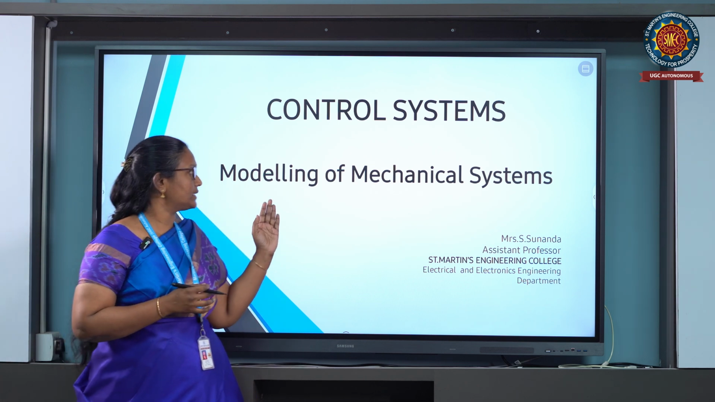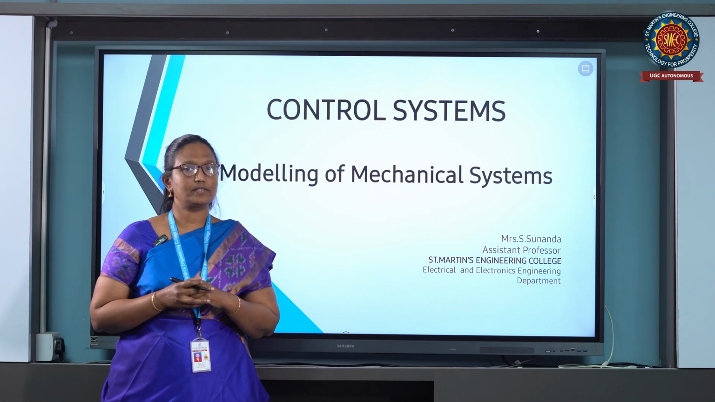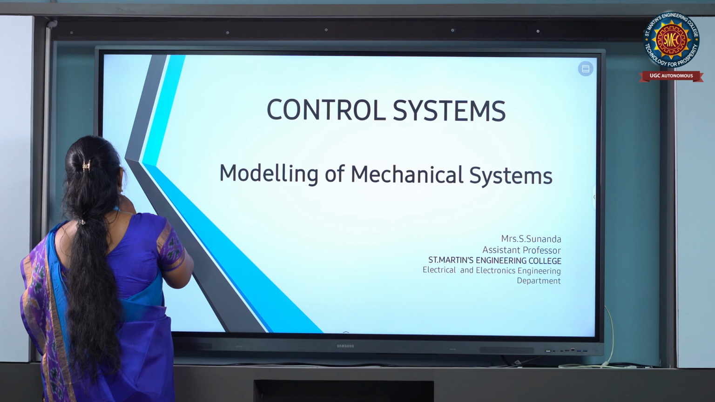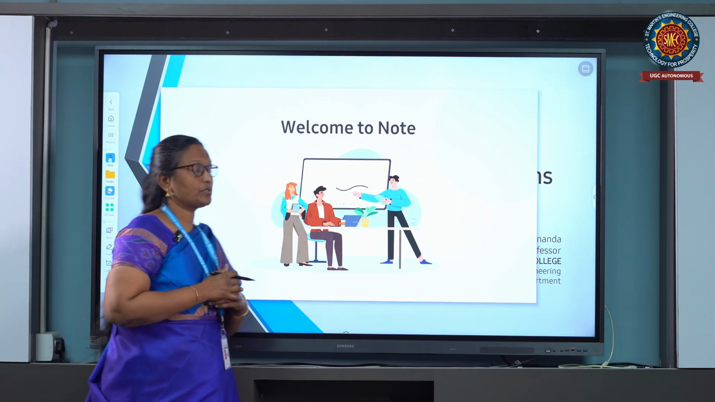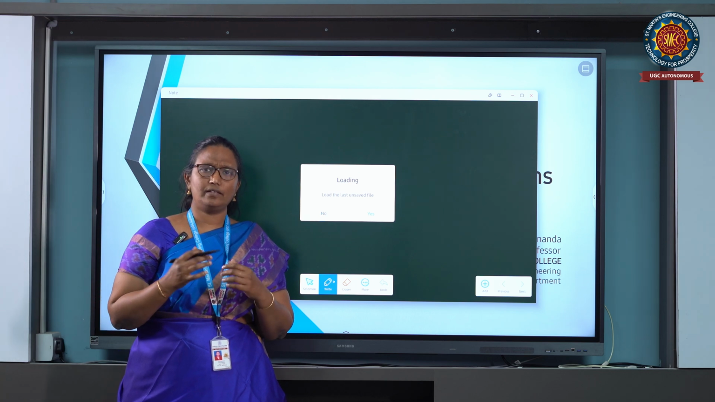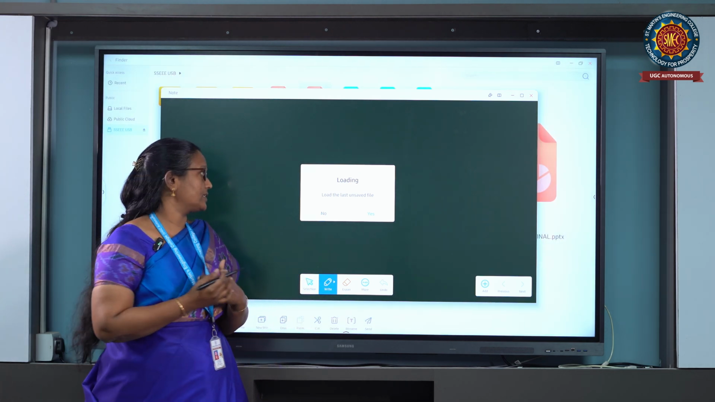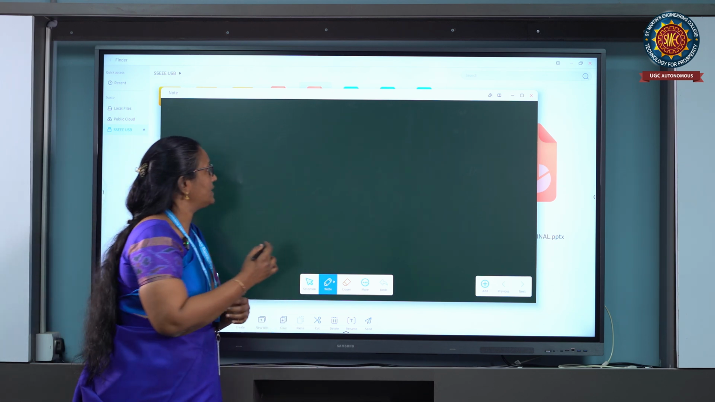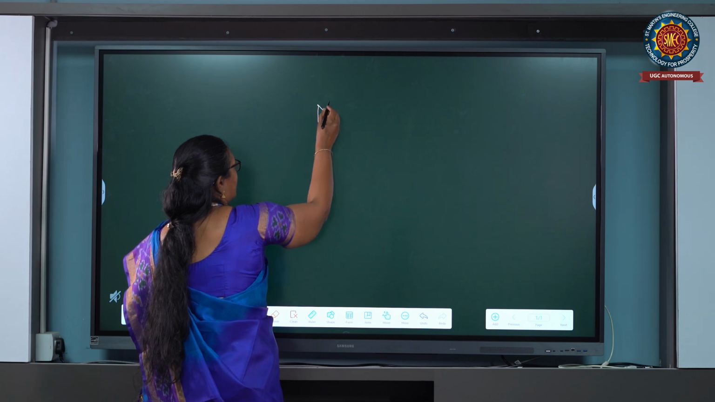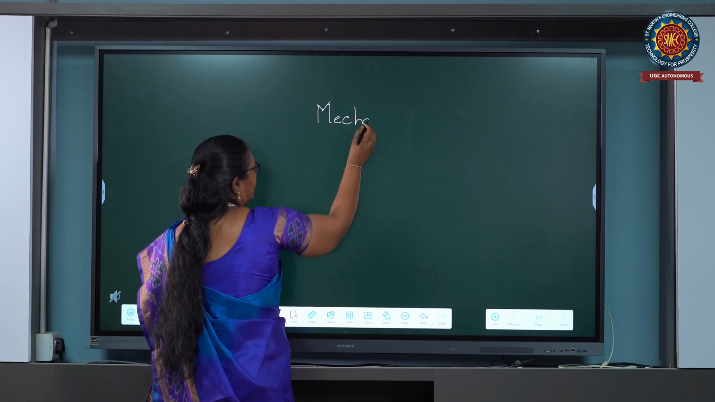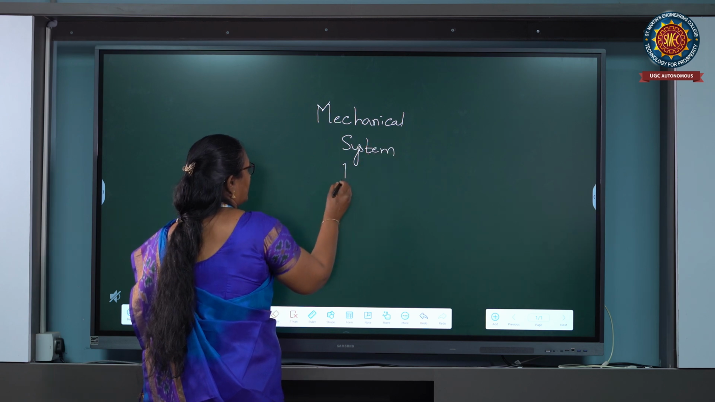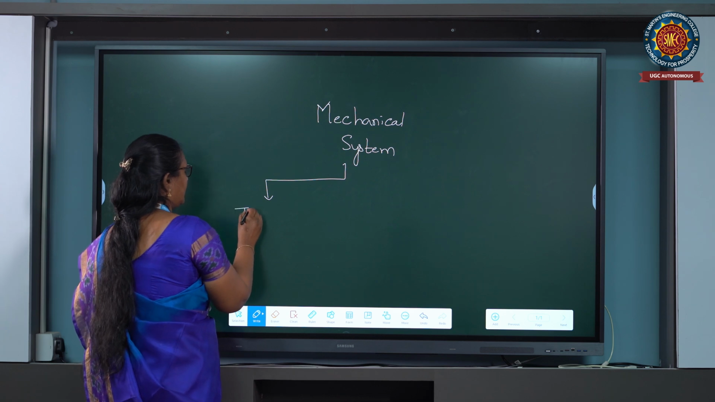Here we are going to see our mechanical system. Basically, mechanical systems are classified into two types: one is the translation system and the other is the rotational system. Let's see what these classifications are and what parameters we have in writing the equations, because any system will be analyzed by using differential equations. So mechanical systems are classified into two types, translation system and rotational system. First we have the translation system.